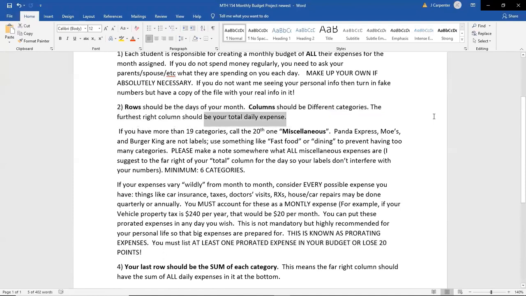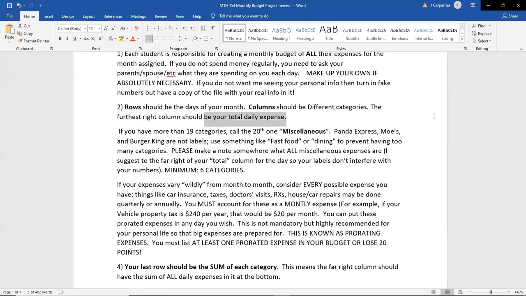So maybe on January 1st, you spent $5 at the corner store, and then you spent $20 on groceries. So there in that total column on the far right column, it should say $25. Now, it shouldn't say $25 because you literally typed 25 there. Remember, total columns in Excel are meant to be used with formulas. You should only have to type one formula for that column, and you should be able to fill it down. If you don't do that, you will lose 100% of the points for that total column.